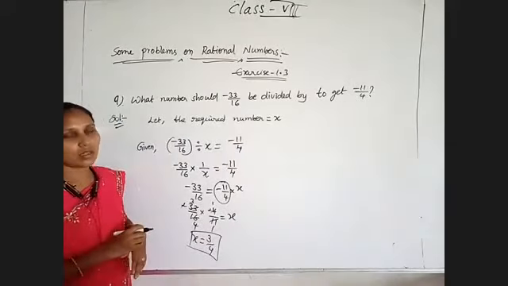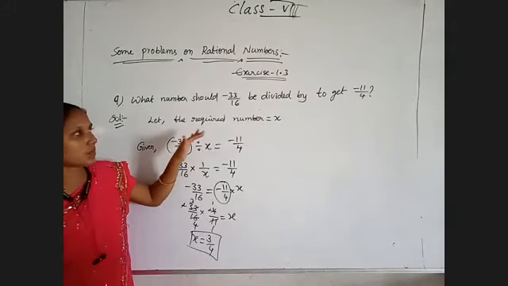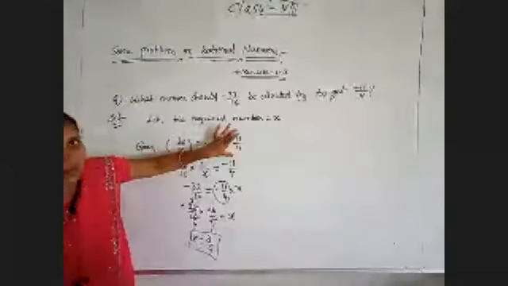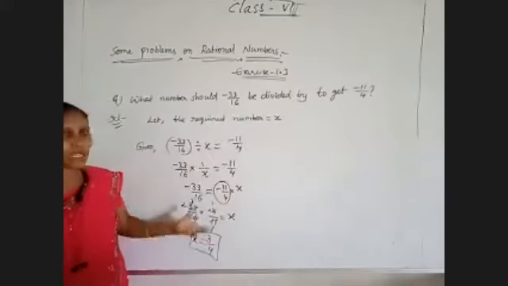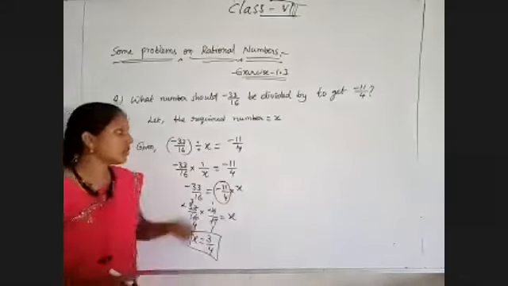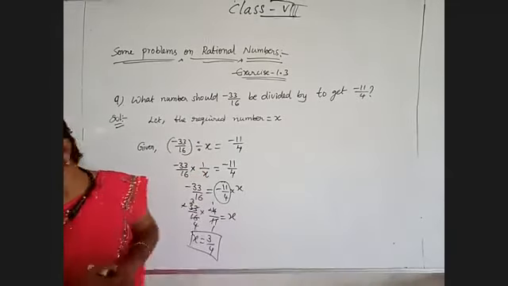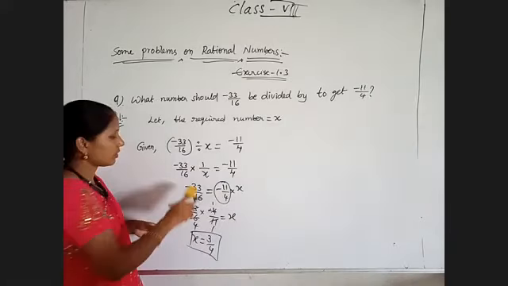So if you are dividing minus 33 by 16 by 3 by 4, you will get the answer minus 11 by 4. Okay. Once again, I am telling, just observe, read the statement properly. Let the required number be x. So according to the question, minus 33 by 16 must be divided by x to get the result minus 11 by 4. Okay. Then simplify this by using mathematical operations. That's all. So whenever division is there, we need to change it into multiplication by taking its reciprocal. That's all. Now coming to the next question.